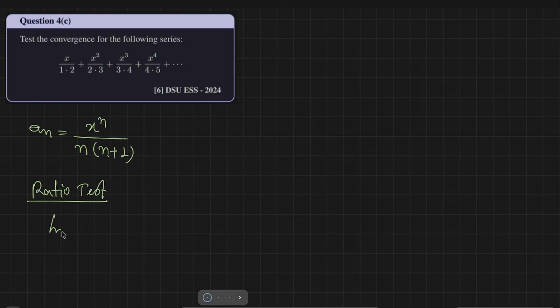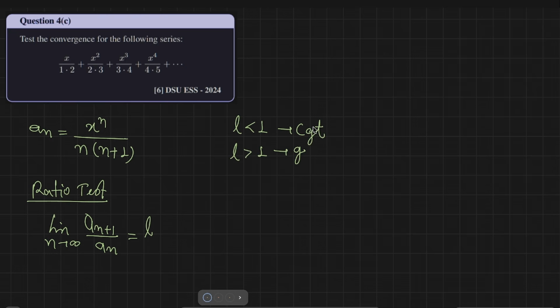So by using the ratio test, you can simply think over that. What does the ratio test say? The limit n tending to infinity of an plus 1 upon an is L. If L is less than 1, then it is convergent. If L is greater than 1, it is divergent, or if L is equal to 1, then the test fails. This is basically what the ratio test says. Now see, what is an plus 1? Find out an plus 1. Because you have an, an plus 1 is x n plus 1 upon n plus 1 n plus 2.